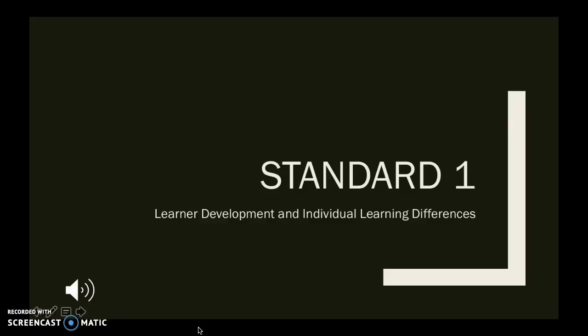Standard 1, Learner Development and Individual Learning Differences, relates generally to the aspects of a student's profile that relate to how they turn information into learning. Here, the educator must identify students' backgrounds to help determine how they learn best.